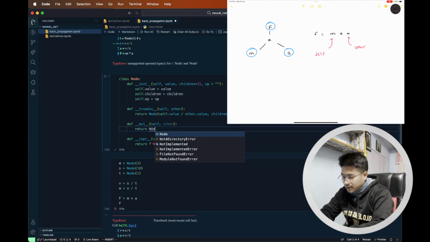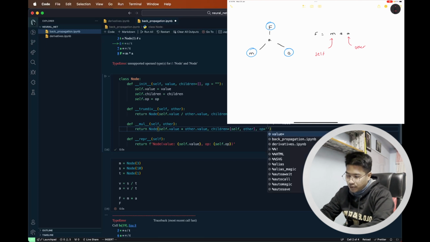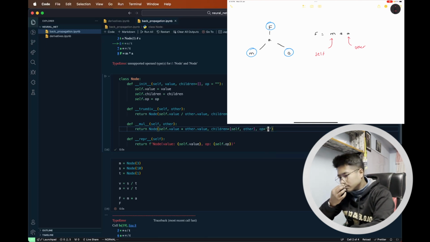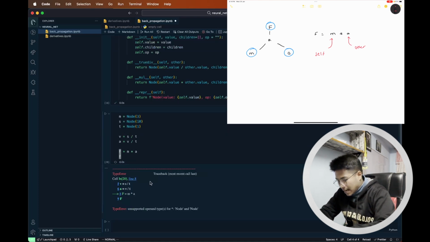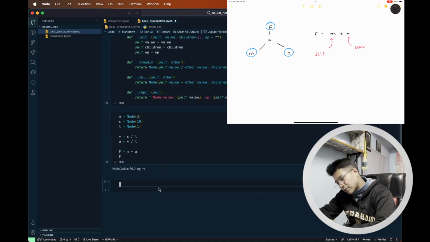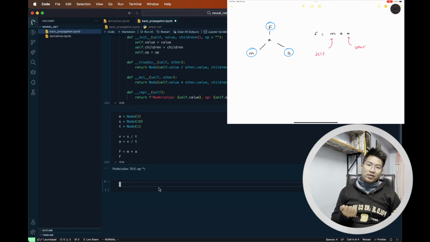So let's create a new node for that. Self dot value multiplied by other dot value, right? That's the value. What's the children? The children would be self and other again. What's the operation? Operation is a multiply. So now we should be able to do that multiplication, and I should run this and then that, and now it works. So we have a node that has a value of 30.